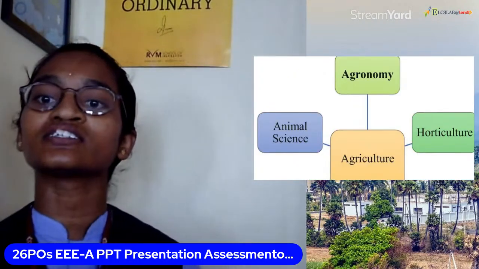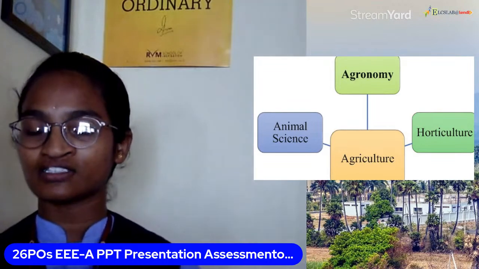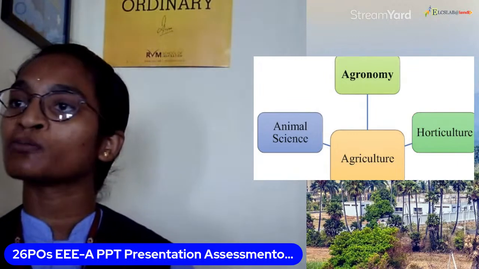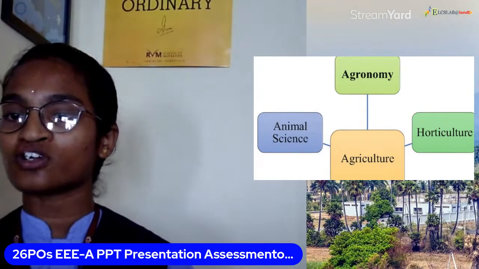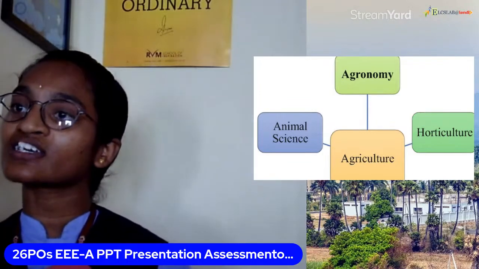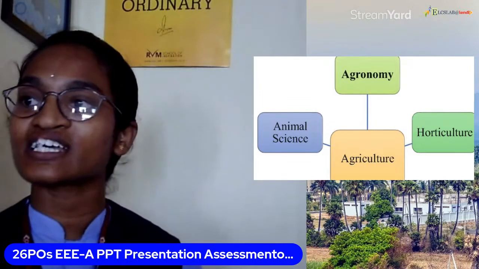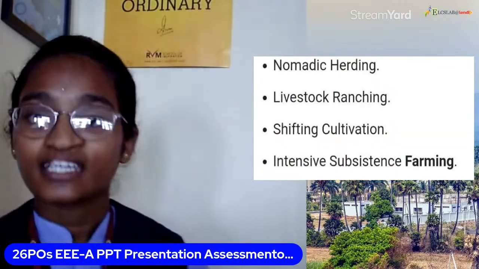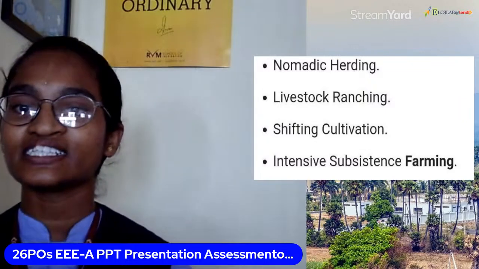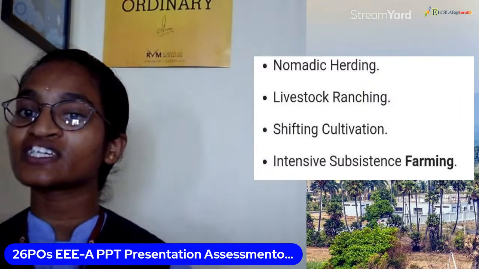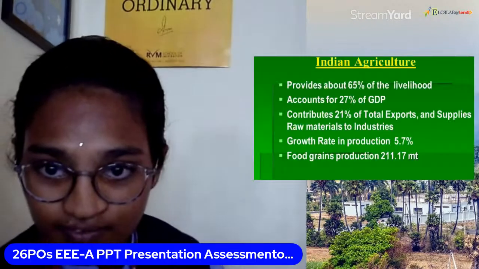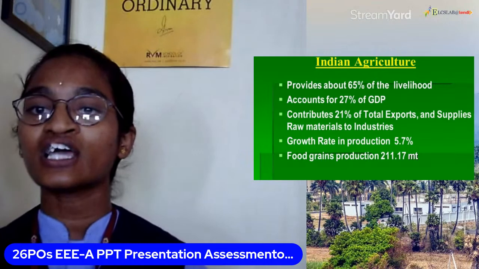Here, agriculture is linked with so many cultivation types. Agronomy means crop production. Horticulture means practicing garden agriculture, animal science, etc. Some of the agriculture methods are nomadic herding, livestock ranching, shifting cultivation, intensive subsistence farming, etc.